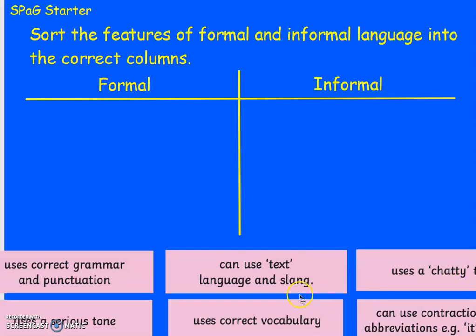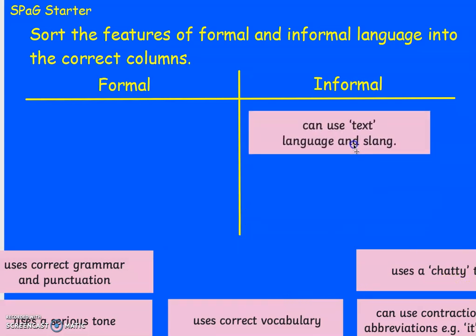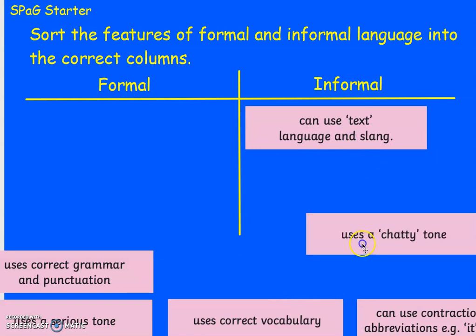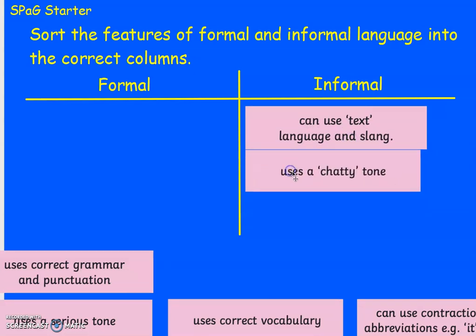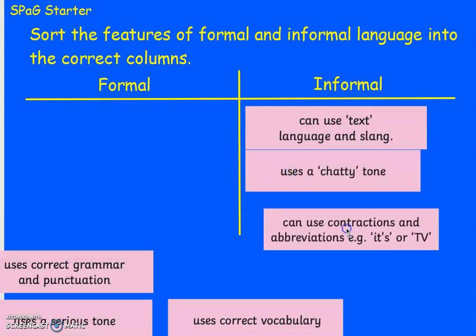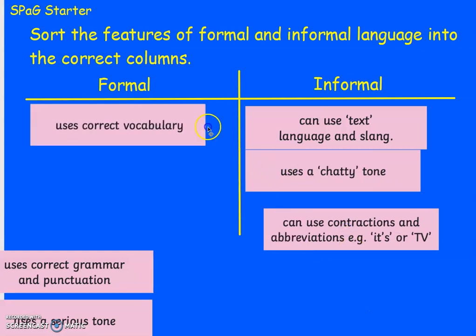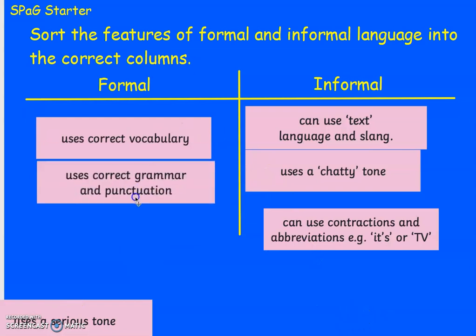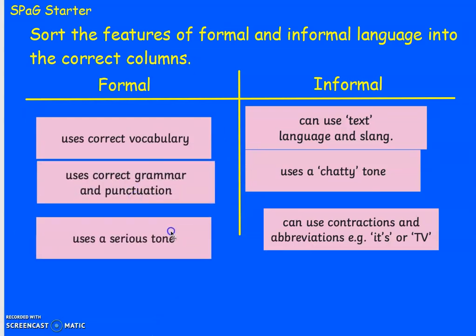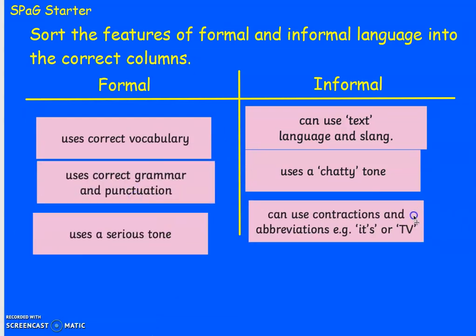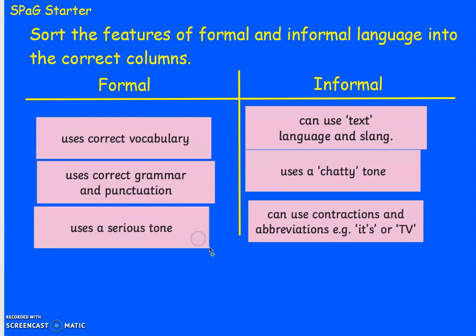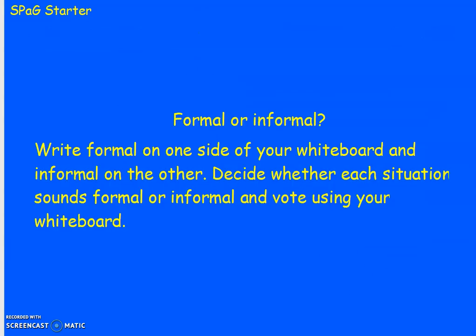Using text language and slang is informal. It's what you use with your friend. So is a chatty tone. Contractions, like it's, or TV rather than television. Whereas formal, we use correct vocabulary, correct grammar and punctuation, and a serious tone rather than a chatty tone. So you can see the difference there. This slide is really useful to refer back to.